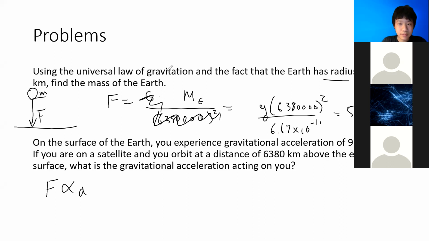So how do we solve this problem? Well, there's one way we can solve it. We can solve it through the universal law of gravitation. We can directly plug in values in there, just like we did for the first problem. But that's not that efficient, is it?